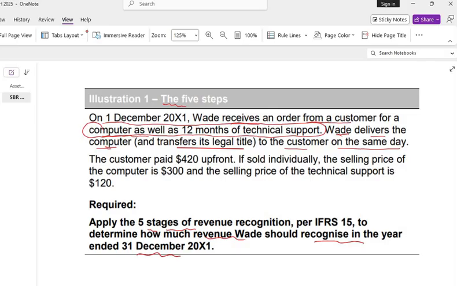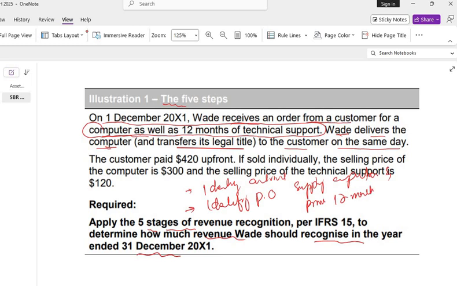So the first step was to identify the contract, and the contract was identified. They have to provide a computer and the technical services. Now we have to identify the performance obligations. The performance obligations are the supply of a computer and the provision of 12-month technical support. Clear? Now the third thing is to determine the transaction price.